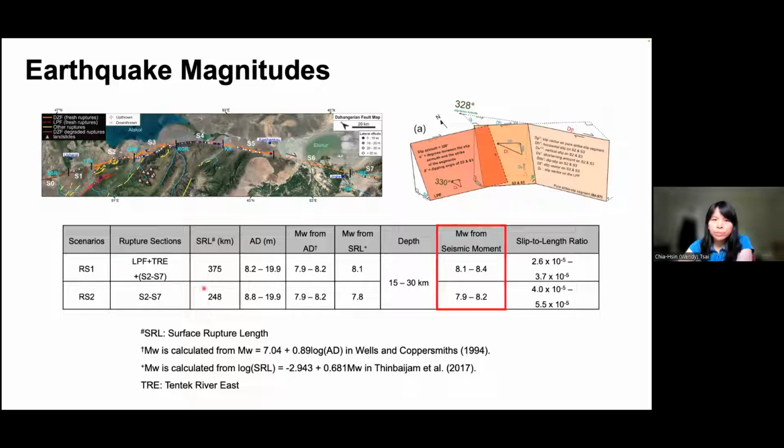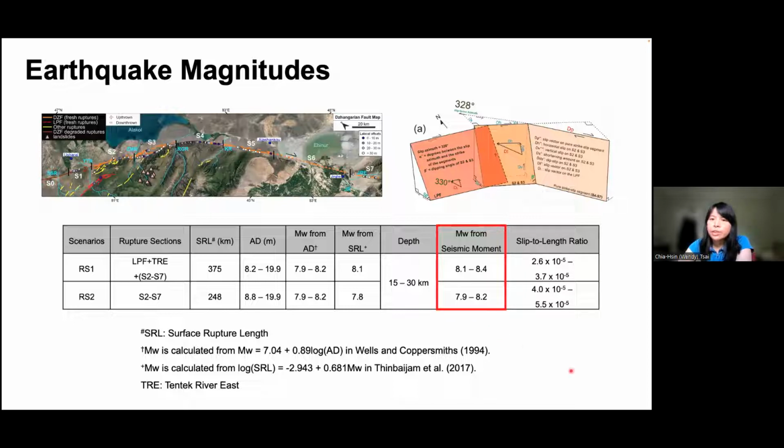Using the fault parameters we have calculated, with the assumption of a seismic depth from 15 to 30 kilometers, this scenario 1 could cause an earthquake around magnitude 8, with an upper end of magnitude 8.4. We also propose a rupture scenario 2, considering if the Dzhungarian Fault ruptures alone. In this case, the potential earthquake moment magnitude could also be up to 8.2.